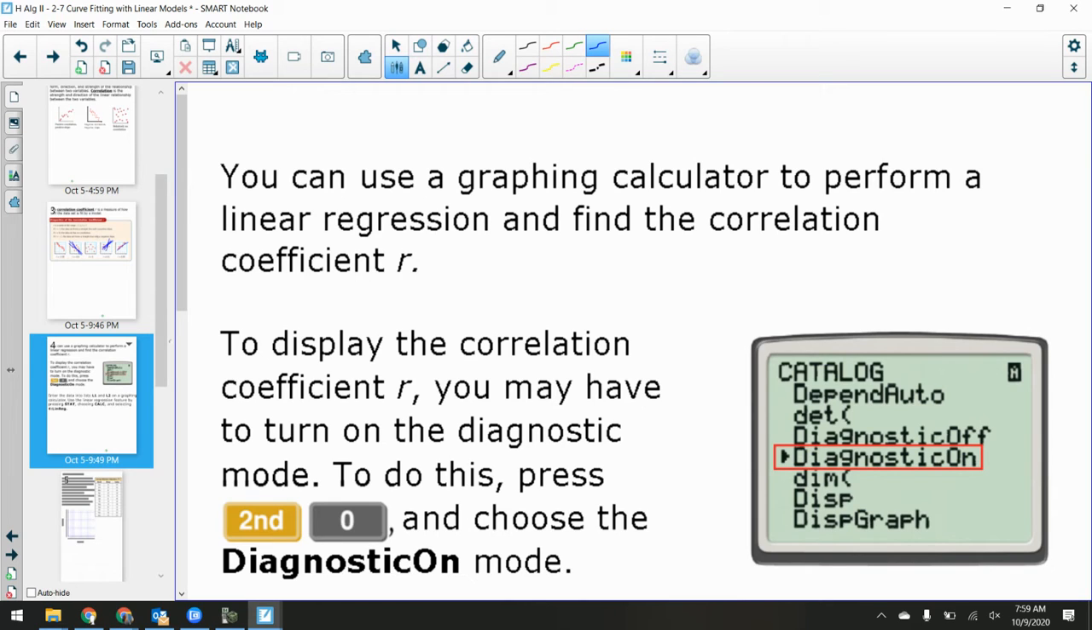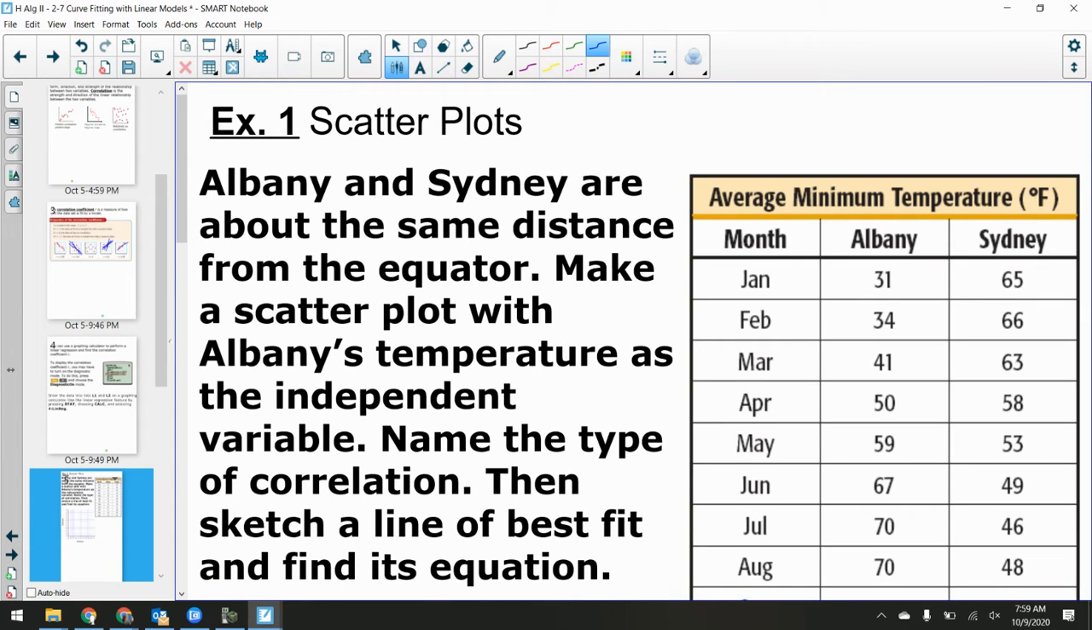All right, so let's go here. This is the table on the back of your graph, on the back of your guided data. Let's analyze what's happening here before we even start to play with our calculators. We say that Albany and Sydney are about the same distance from the equator. Make a scatter plot. Mine says make a scatter plot. Did you say make a scatter plot? Yeah.